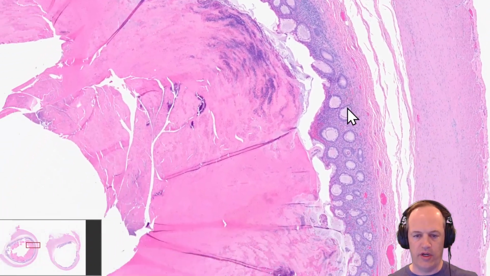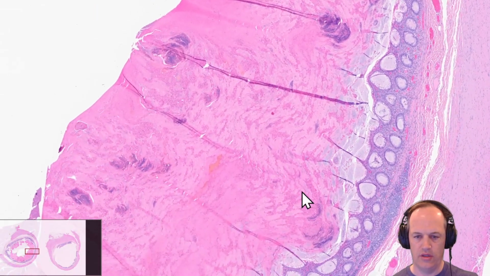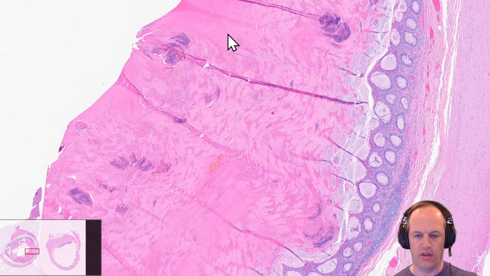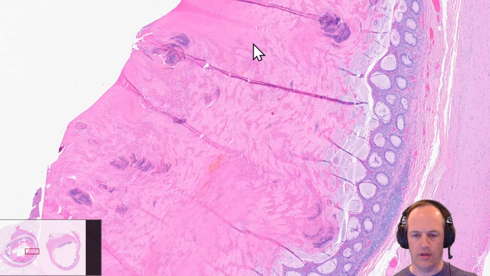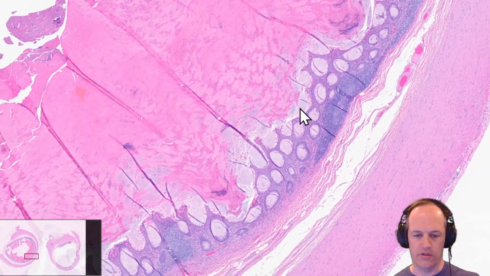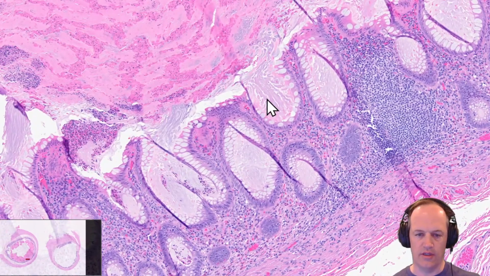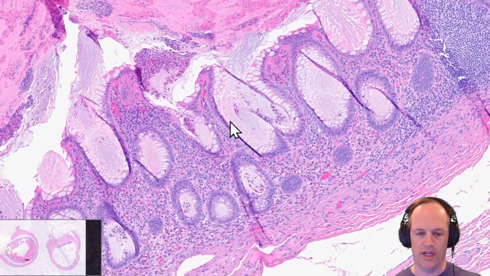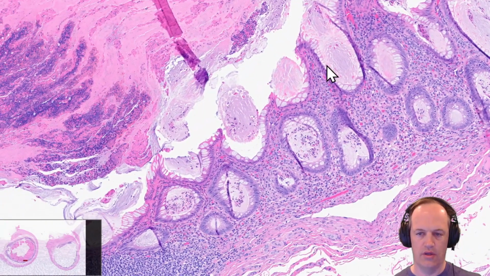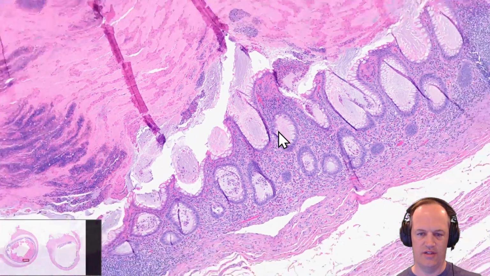But if you go back to low power here, what is all this stuff? You get these layers of really thick, dense eosinophilic material. And as you get closer to the glands in the mucosa, you can see that it looks like this stuff, mucus, is just spilling out of these glands into the lumen. Anybody in the chat have an idea what this is?